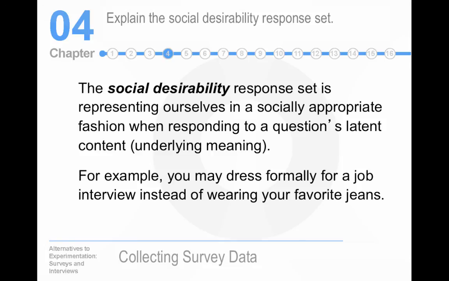Social desirability. It's self-presentation. Think about how people's Facebook or LinkedIn profiles are different from who they are in real life. It's just how people want to be represented or represent themselves publicly, and how that impacts how they answer.